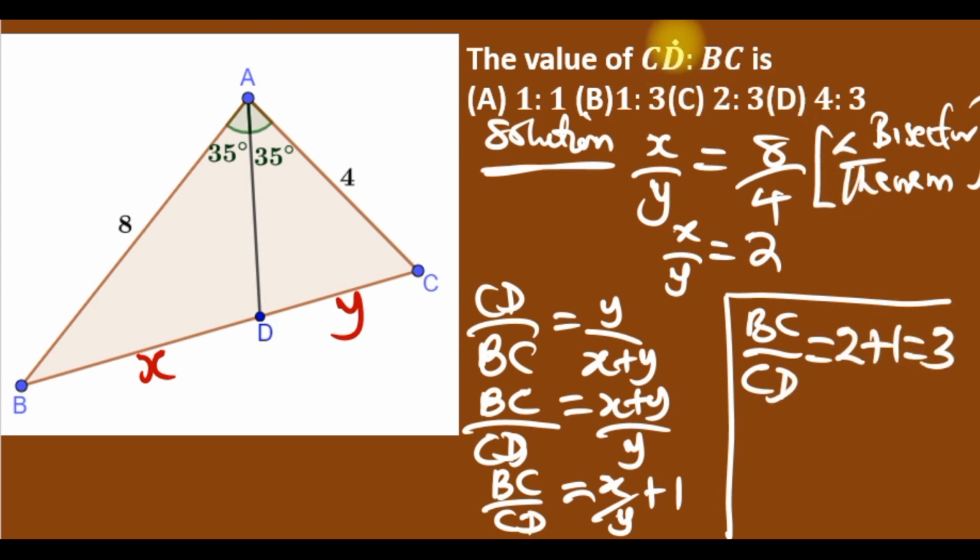But we are asked for CD over BC, therefore we reciprocate. So it's now 1 over 3. So our answer is B, 1 is to 3.